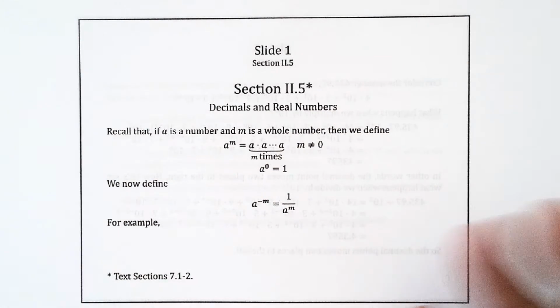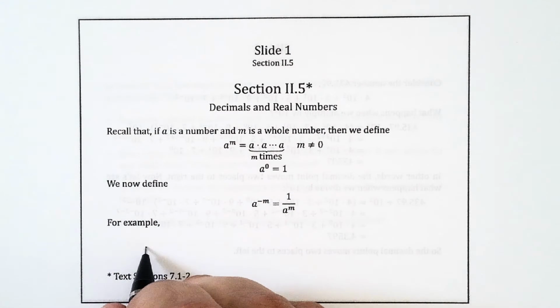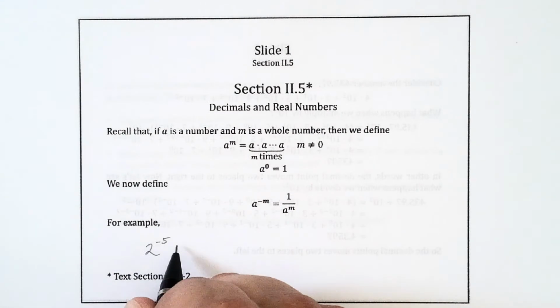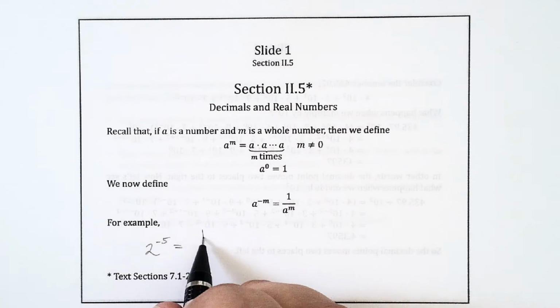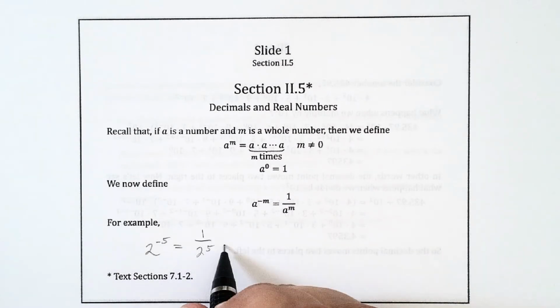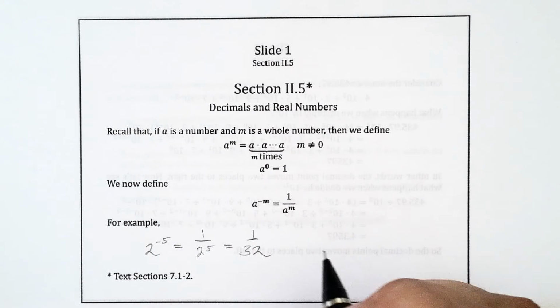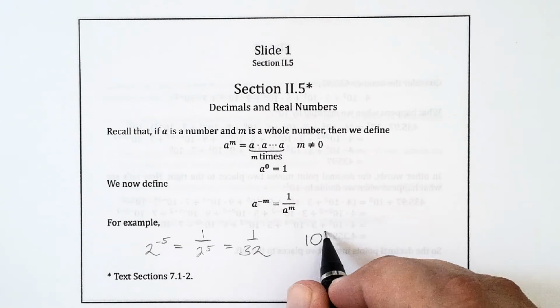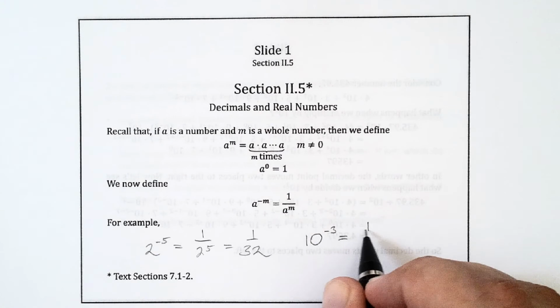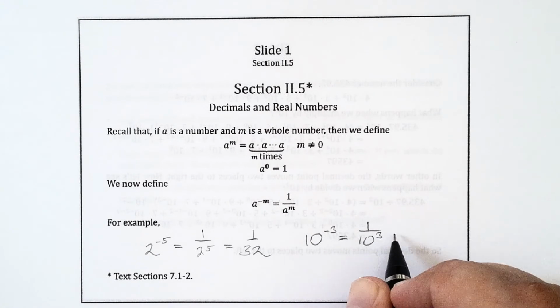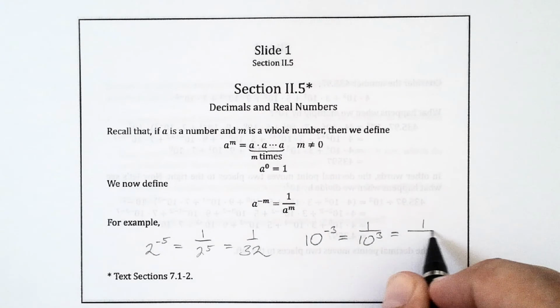So for example, 2 to the negative fifth is 1 over 2 to the fifth, which is 1 over 32. Or 10 to the negative third is 1 over 10 to the third, which is 1 over 1,000.